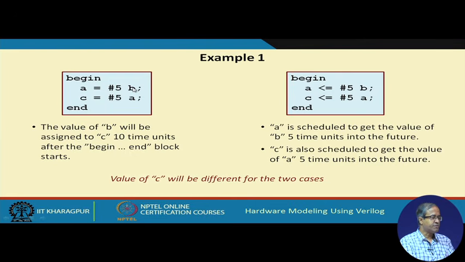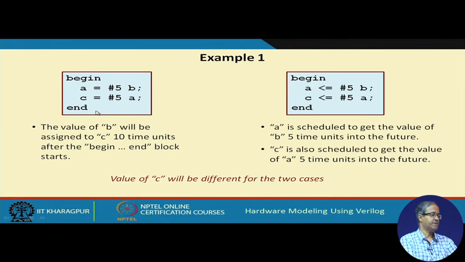Blocking statements will be executing one after the other. The first statement will say that after a time delay of 5, b will be assigned to a. The second statement says that after this is finished, only then it will come to the second statement. So, after another time delay of 5, that value of a will be copied to c. So, the value of b which was there first goes to a and then it goes to c. So, the value of b will be finally assigned to c after a delay of 10 time units, right.